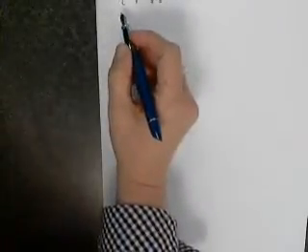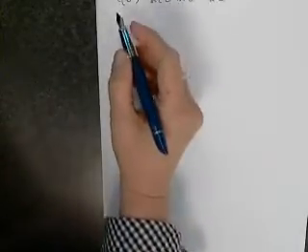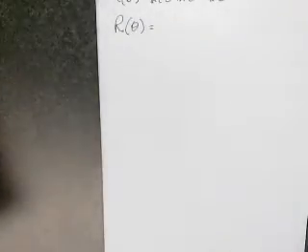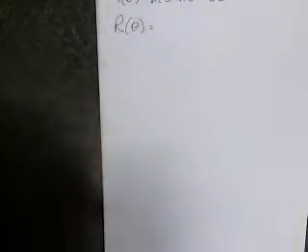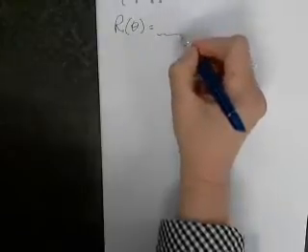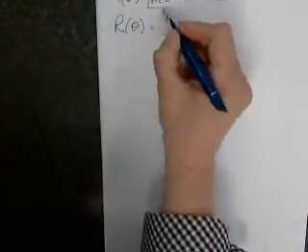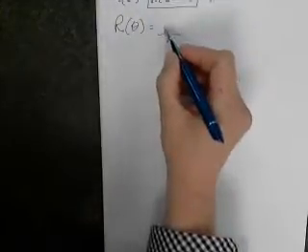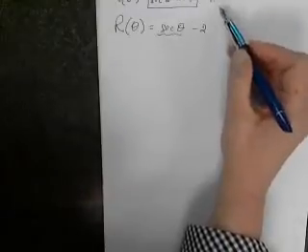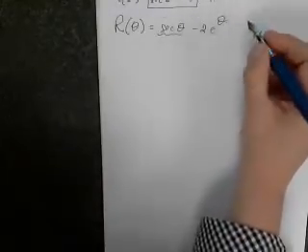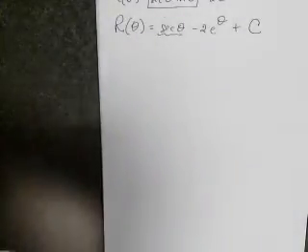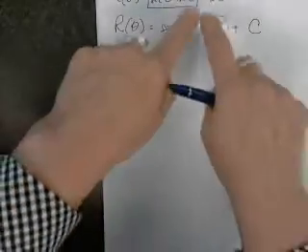I'm given r of theta, and it says find the most general antiderivative of this function. So I have to find a function that is the antiderivative of lowercase r of theta. I'm asking myself, what function prime will give us secant tangent? Very good. Minus 2. What function prime will give us e to the... That's it. Plus a constant c. That makes it the most general antiderivative. When you differentiate this, I guarantee you get that.